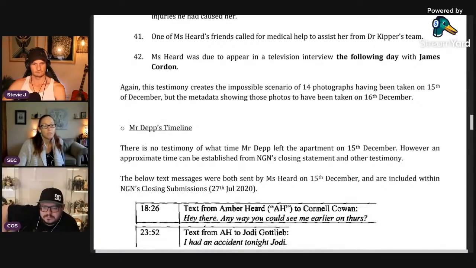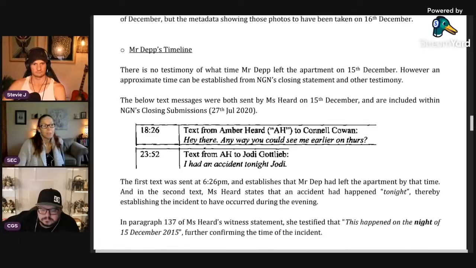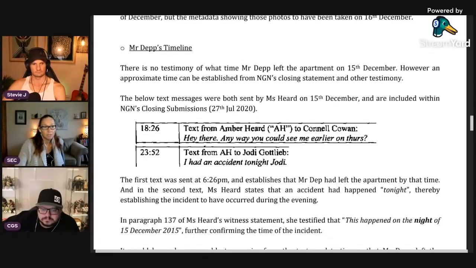Now, there are pictures of them out for dinner that night, right? At around 7 or 8 o'clock or something. Yeah, pretty sure. And he didn't look so hot, to be honest. He had something on his face. Anyway, however, an approximate time can be established from NGN's closing statement and other testimony. But they never mentioned that they went for dinner that night. No.